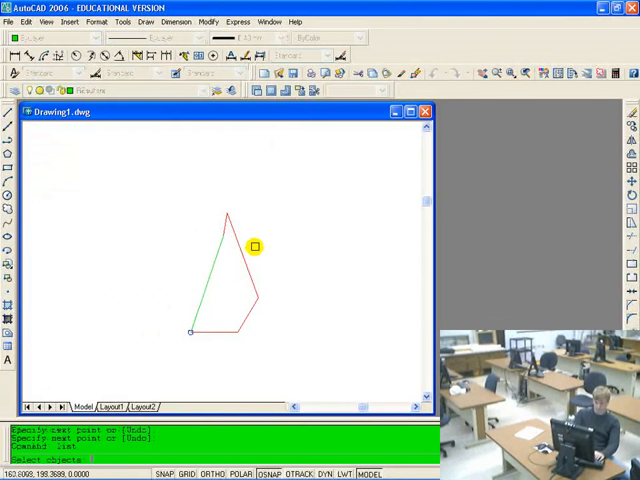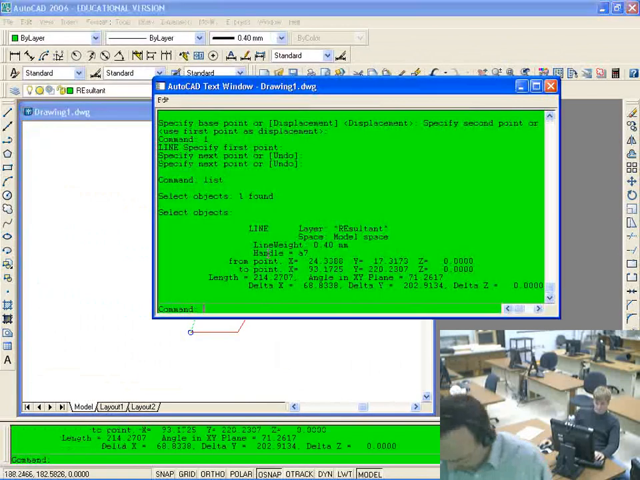And if I list that, now I know that my magnitude is going to be 214.3 pounds at an angle of 71.3 degrees. Now, if you're getting an angle in here of just 71, what's going on?